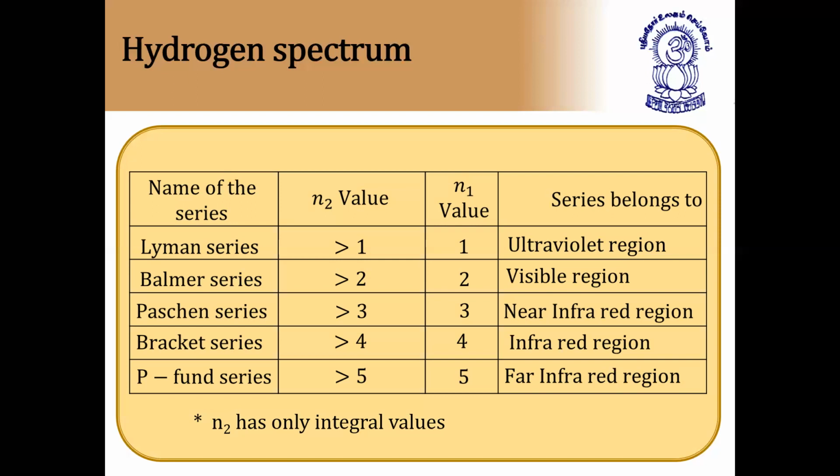Paschen series is in the near infrared region, Brackett says infrared region, and Pfund says far infrared region. So this is called the hydrogen spectrum. n2 has only integer values, that is, up to infinity: 7, 6, 4, 5, and so on. So this is called the hydrogen spectrum.